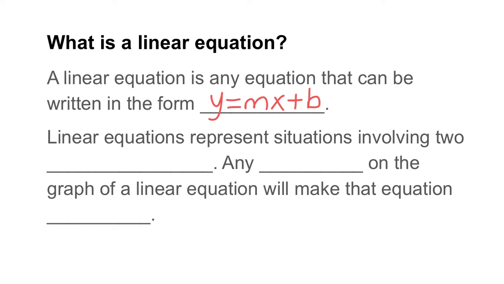Linear equations represent situations involving two variables. So you're always going to have an x and a y. Any point on the graph of a linear equation will make that equation true.